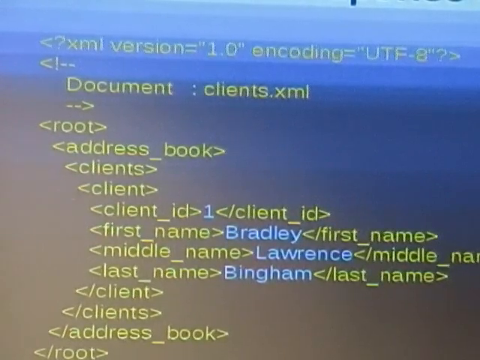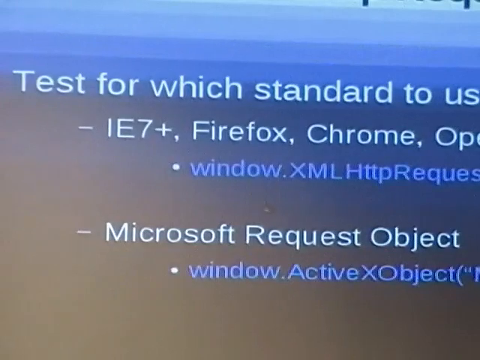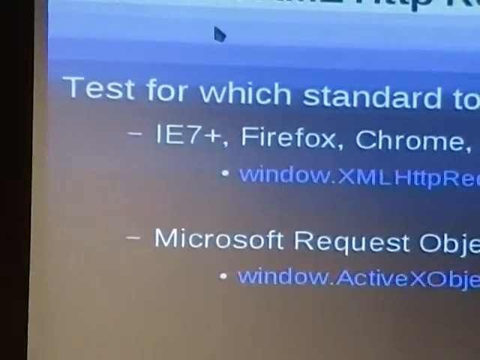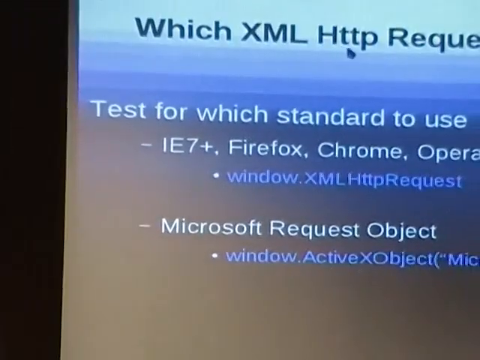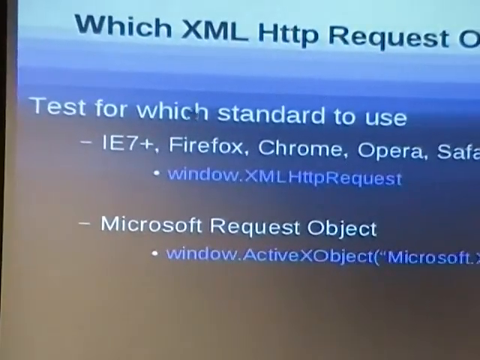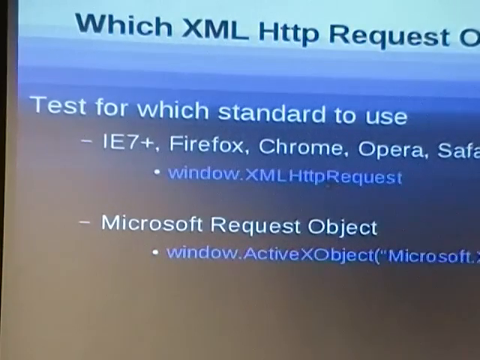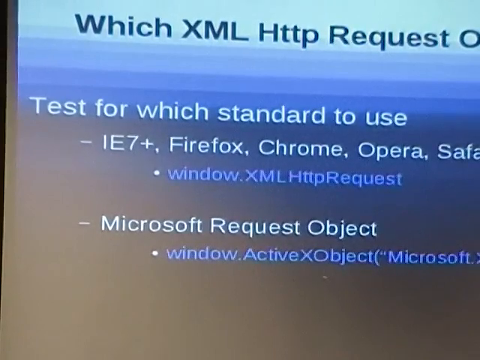So then the next question you want to ask is which HTTP request object should you use. If you want to use IE7, Firefox, Chrome, Opera, or Safari, you use this method. If you want to use Microsoft, you use this method; you've probably seen the ActiveX things before.